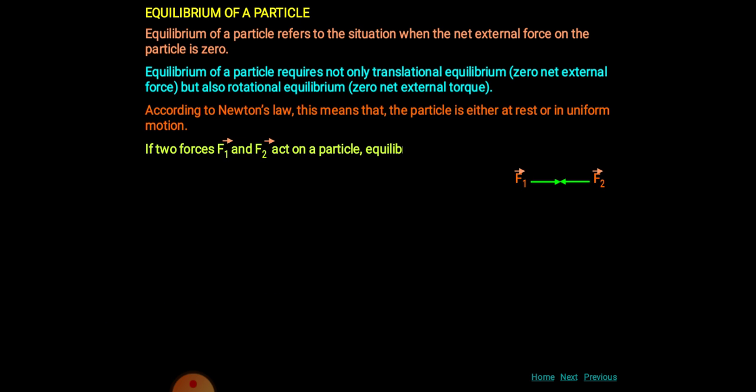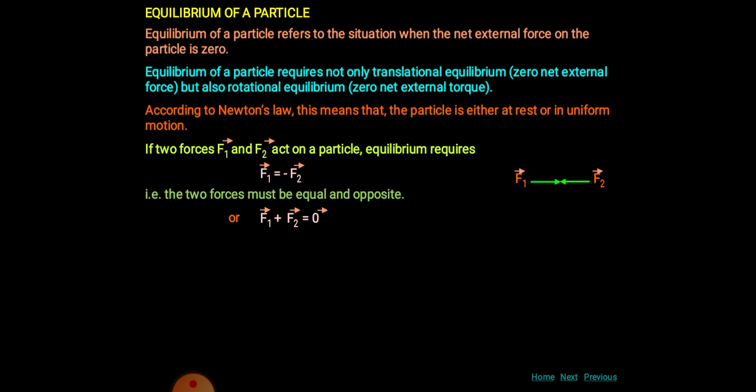The two forces F1 and F2 act on a particle. The equilibrium requires that F1 is equal to minus F2. You will observe in the figure we have taken F1 equal to minus F2 because they are in opposite direction. We can write this equation as F1 plus F2 is equal to 0. The two forces are equal here but in opposite direction.